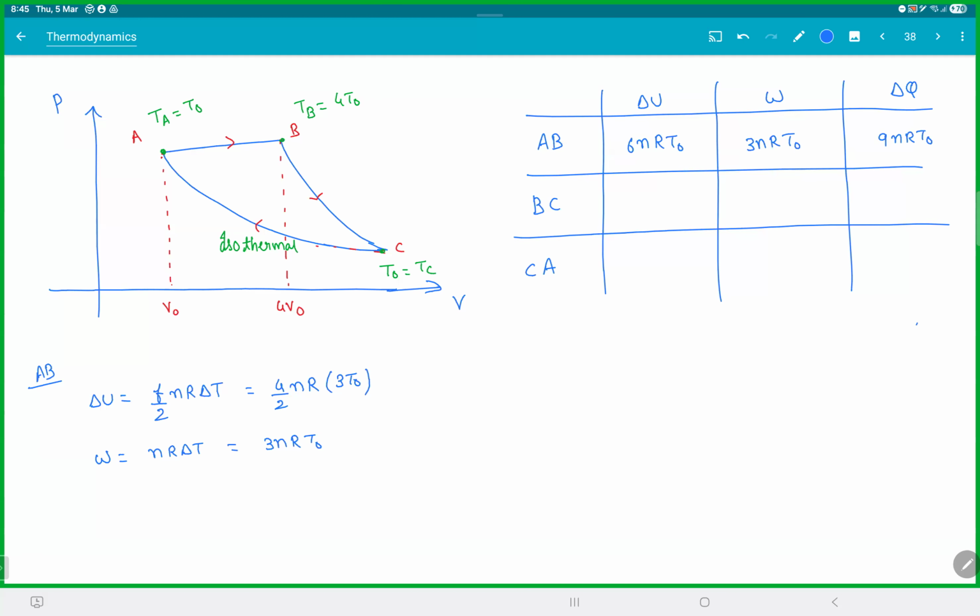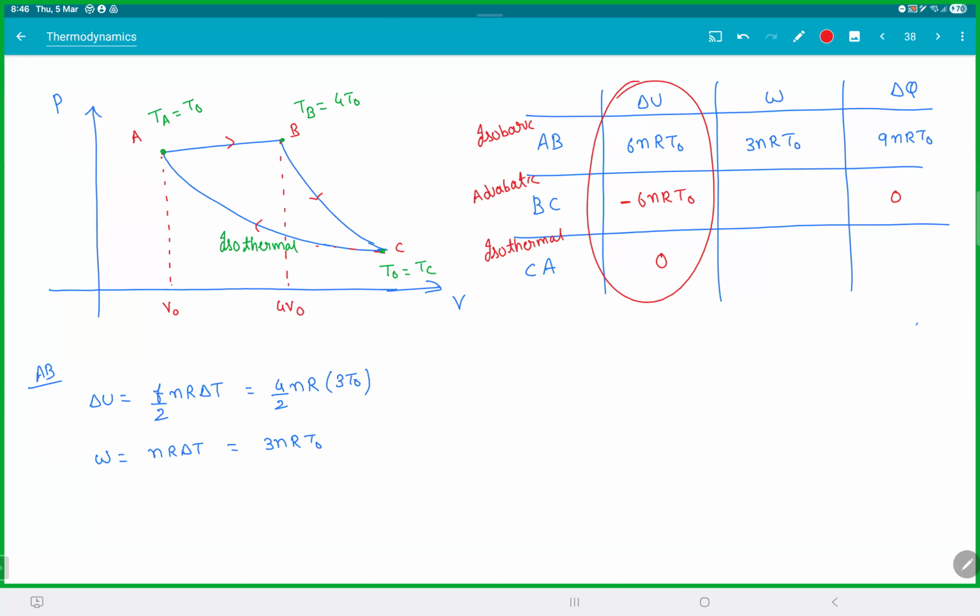Perfect. Now B to C. Remember, this is isobaric. This is adiabatic. So if this is adiabatic, this will be 0. C to A is isothermal. If C to A is isothermal, then this is 0. If this is 0, this will be minus 6 nRT naught. Agreed? Why? This total has to be 0, no?